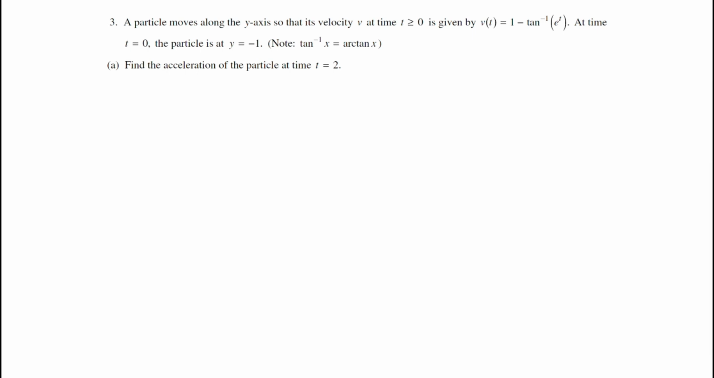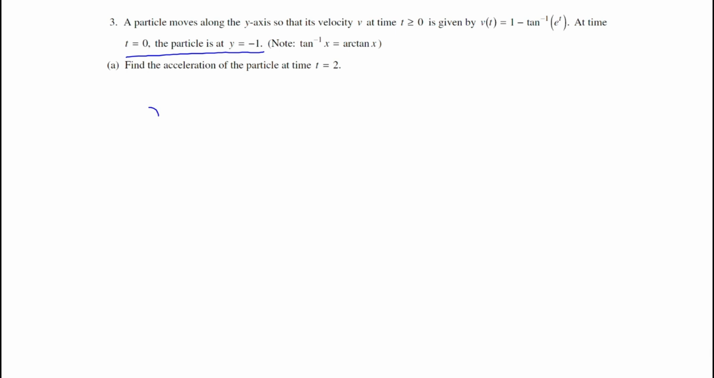All right, this is question number 3 from the 2004 AP Calculus AB exam. This is a motion question. We've got a particle moving along the y-axis with velocity for t greater than or equal to 0 given by v of t, which is 1 minus the inverse tangent of e to the t. We're given an initial position that when t is 0, the position of the particle is -1. Part A just wants us to find the acceleration of the particle at t equals 2.